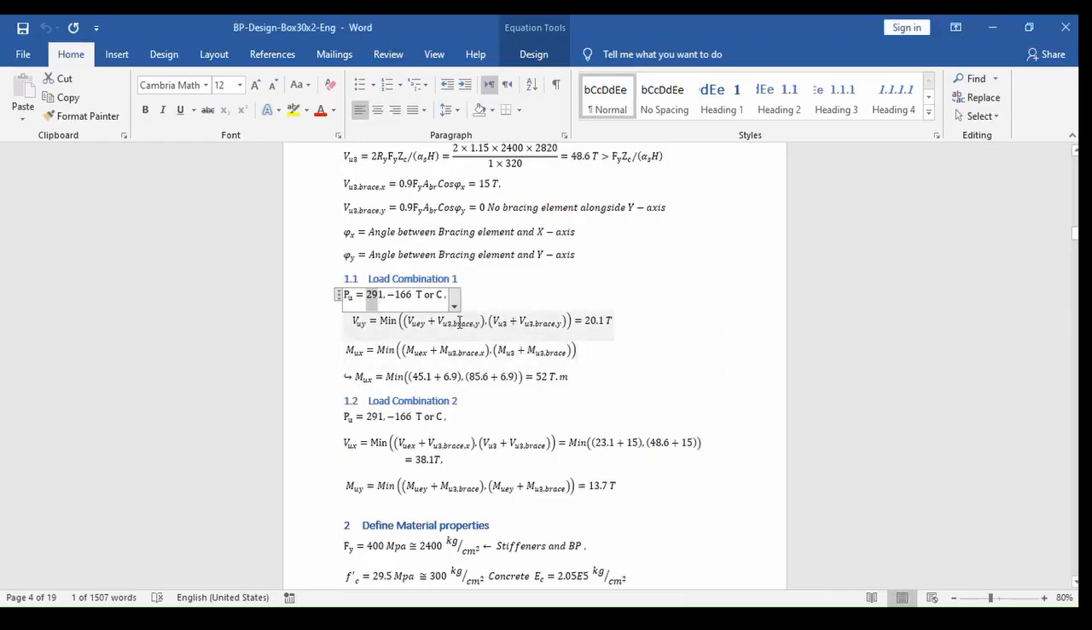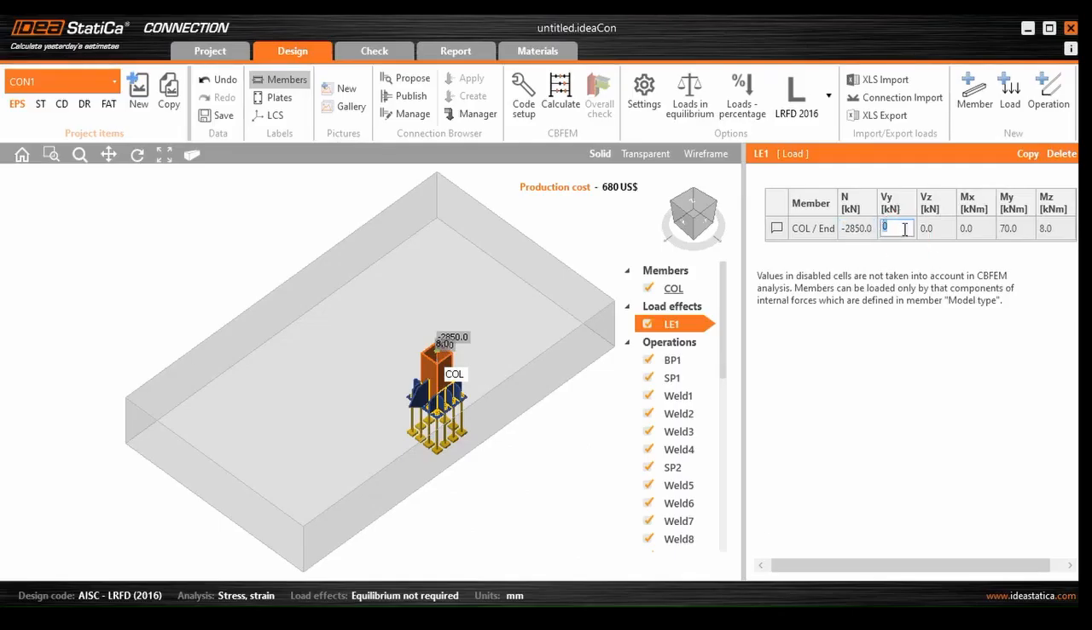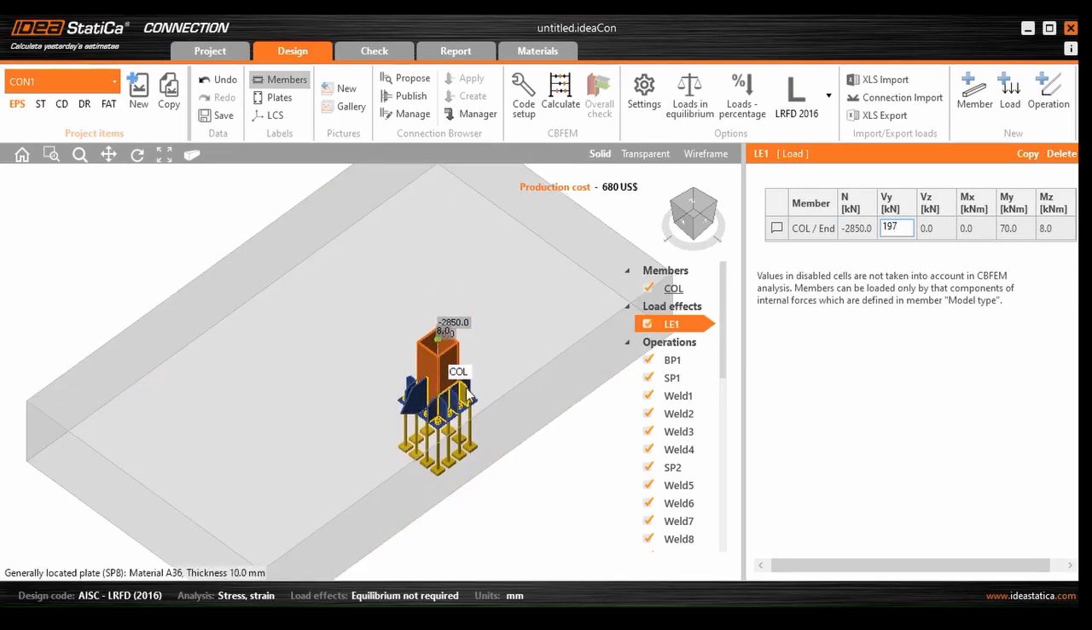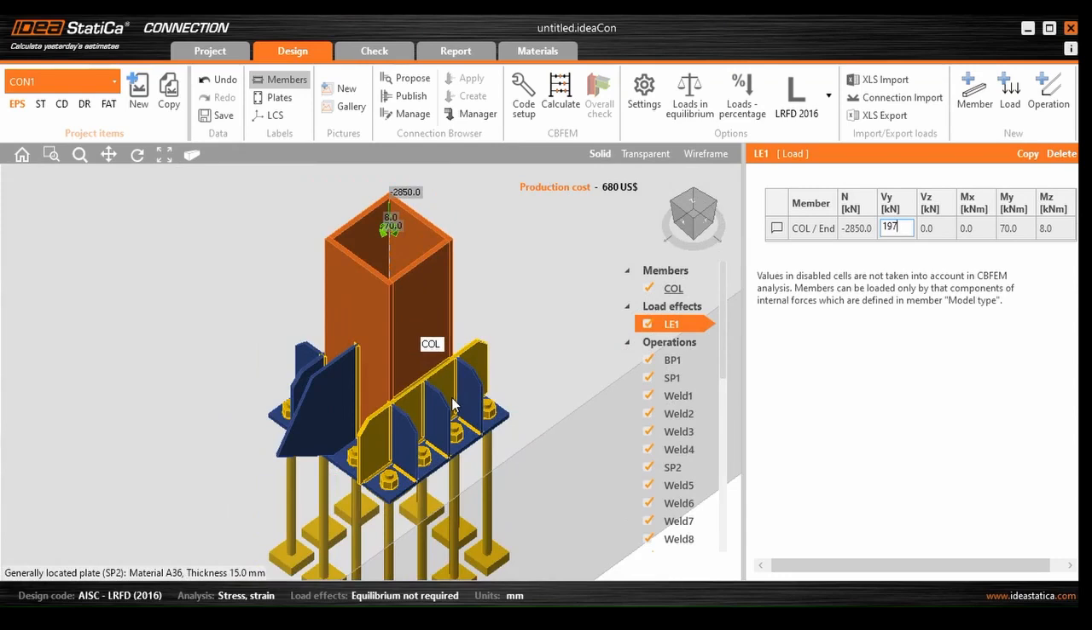And we have a VY here. VY is 20.1 ton, which is also VY in our model in IDEA, and about 197 kilonewton. And I put it in such a direction that is more critical. In positive direction, it will cause a more chaotic situation, it will cause shear breakout of the concrete alongside the edge of the foundation. So I put it that way.